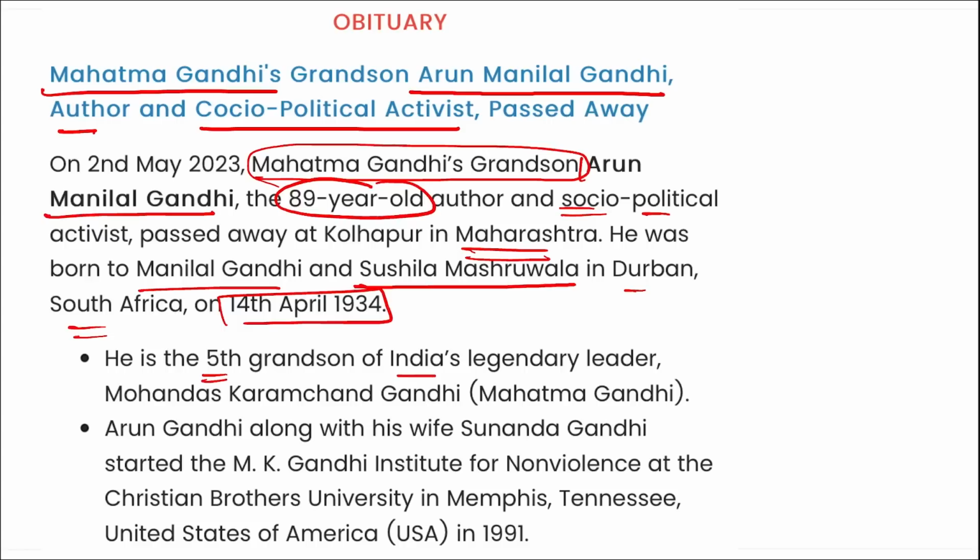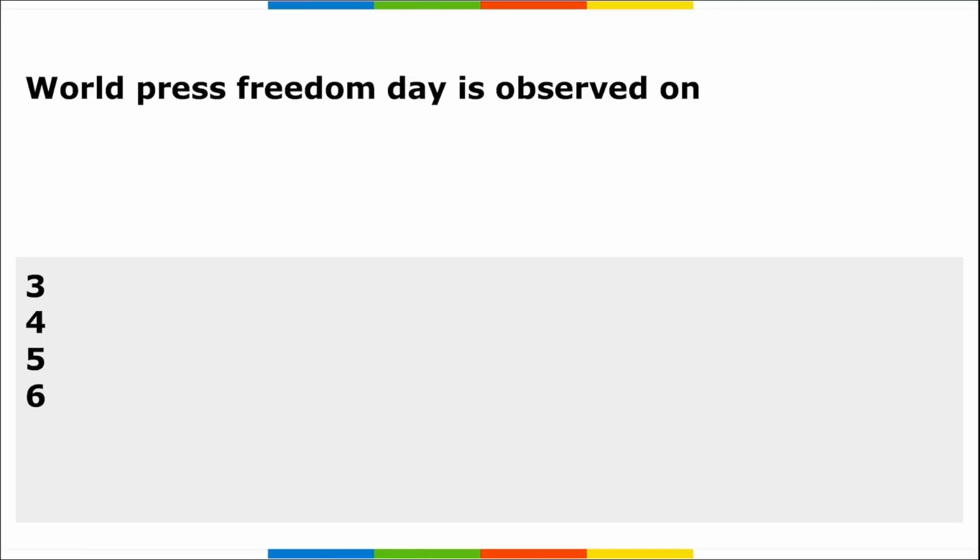Next is World Press Freedom Day. When do we observe this? This World Press Freedom Day is observed on 3rd May. Right? It is to create awareness about the importance of free and independent media.